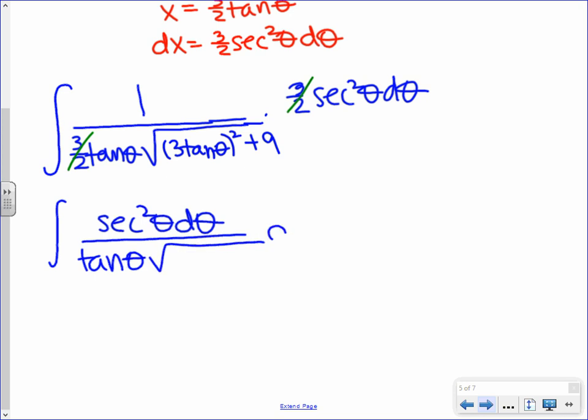Let's do some work with this radical here. 3 tangent theta squared is 9 tangent squared theta, right? So we're going to be able to factor out a 9, and we're going to be left over with tangent squared theta plus 1. Okay, so tangent squared plus 1 is secant squared. So the radical of 9 secant squared is going to be 3 secants.